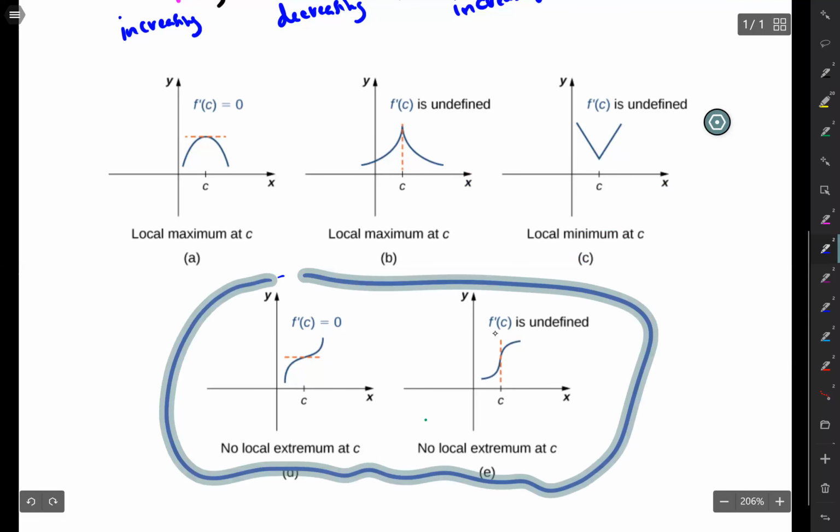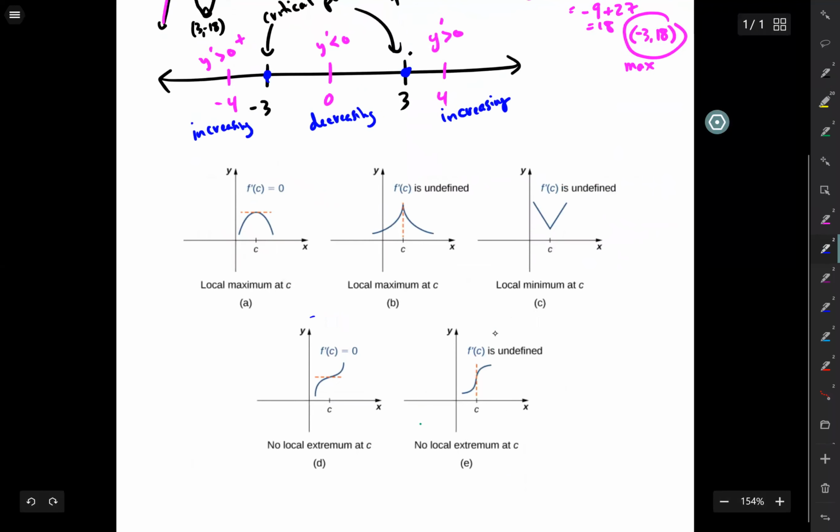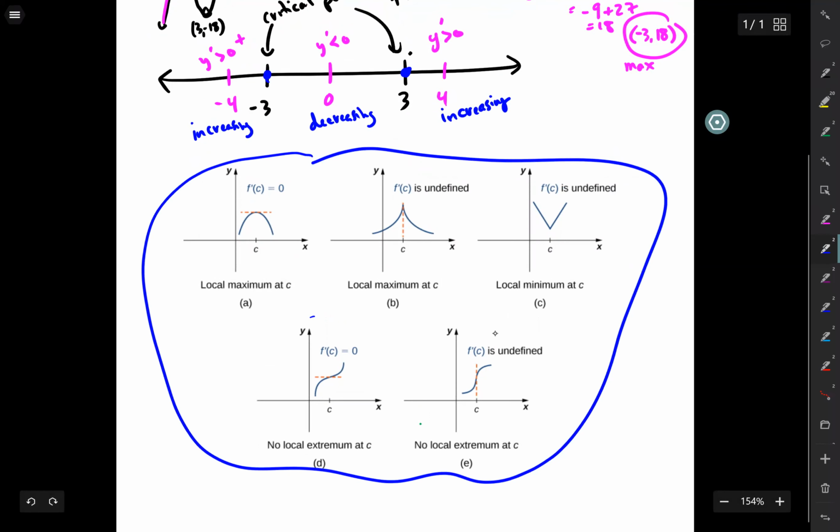This picture I just wanted to highlight is from the textbook. It's really important to keep in mind because this is really all the possible cases about local maxes and mins. If the derivative is equal to 0, it could be a max or a min. If it's undefined, it could be a max or a min. Or it could do something like this, where it levels off for just a second and then takes back off.